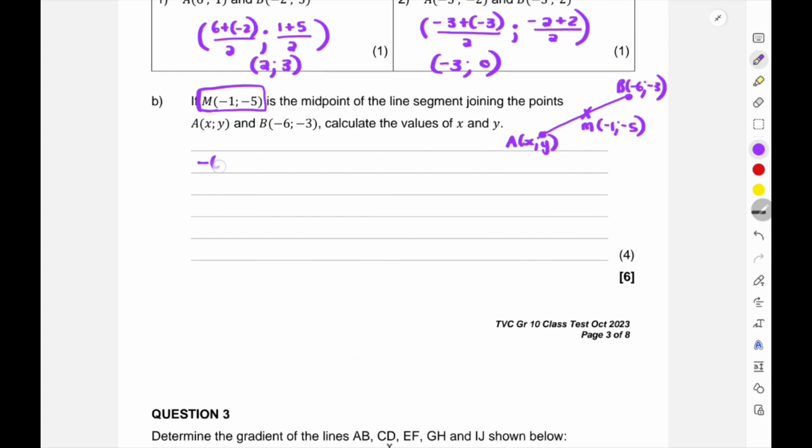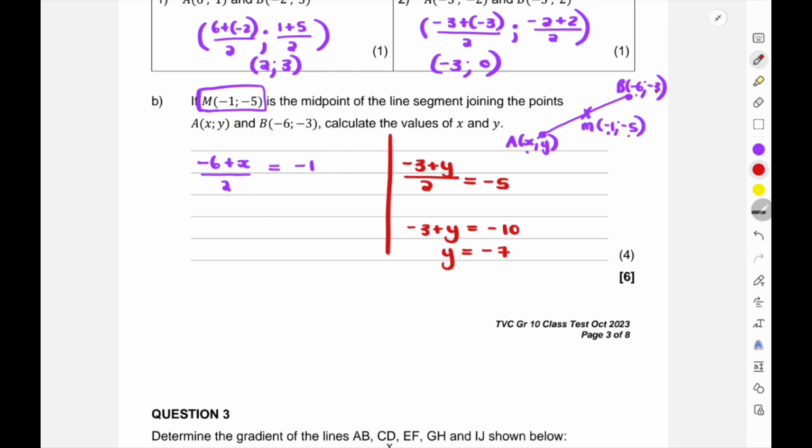So we know if we add the two X values and divide by 2, it will give me the midpoint. So minus 6 plus X divided by 2 should give me negative 1. And the same with the Y value, minus 3 plus Y divided by 2 will give me the midpoint, which is negative 5. So let's quickly work out the Y over here. So minus 3 plus Y is equal to negative 5 times 2, which is negative 10. So Y is equal to minus 10 plus 3, which is negative 7.